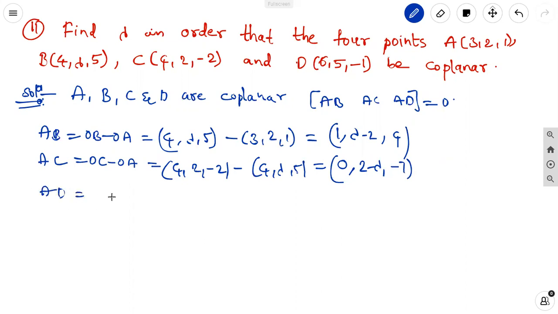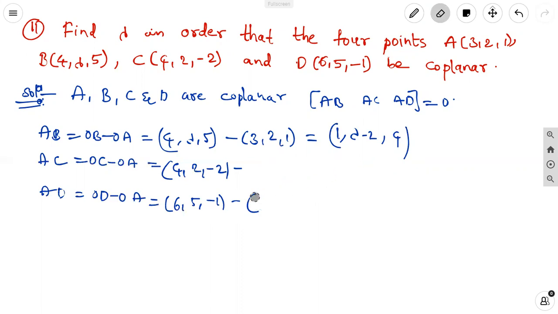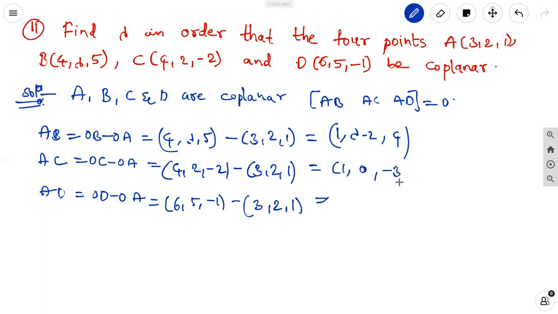AD equal to OD minus OA equal to (6, 5, minus 1) minus 4. Sorry, here A is (3, 2, 1). So AD is equal to 6 minus 3 is 3, 5 minus 2 is 3, minus 1 minus 2 is minus 3.